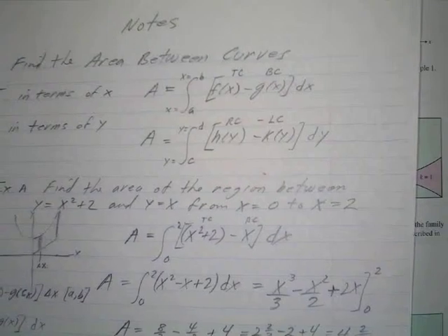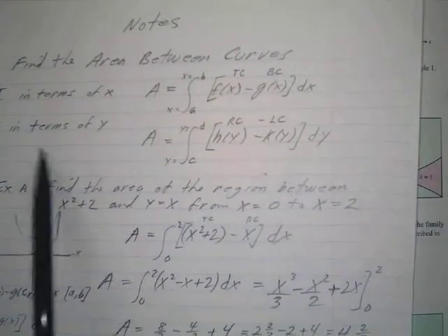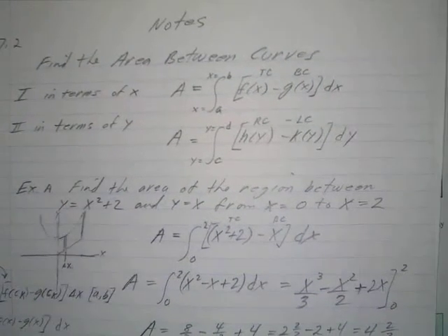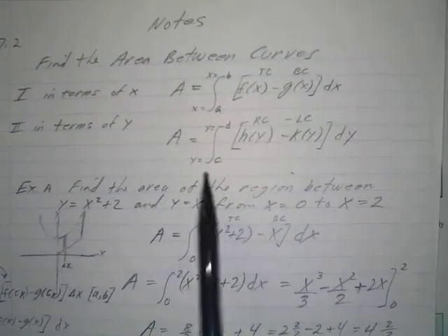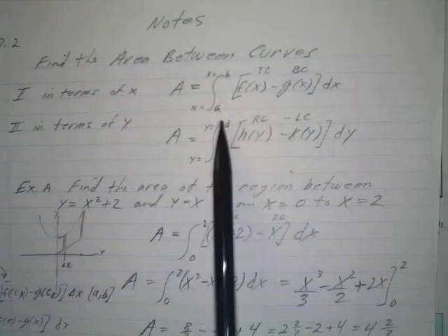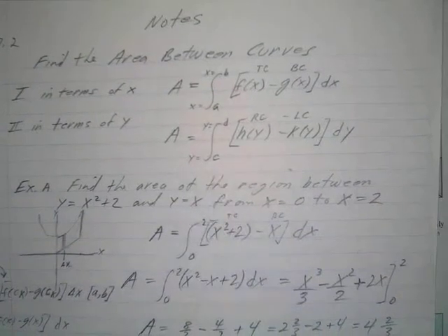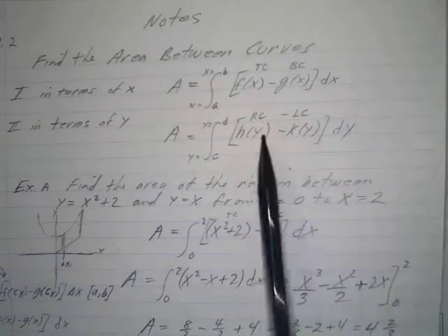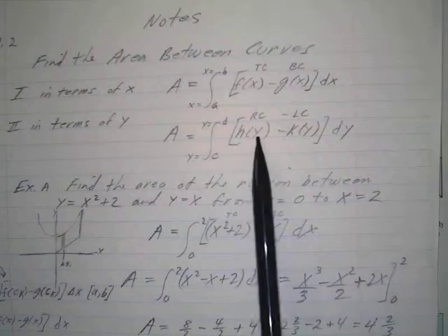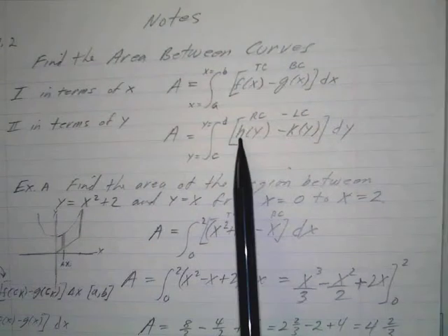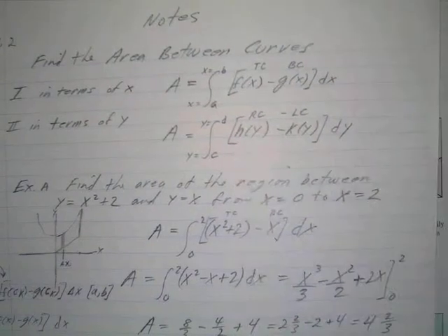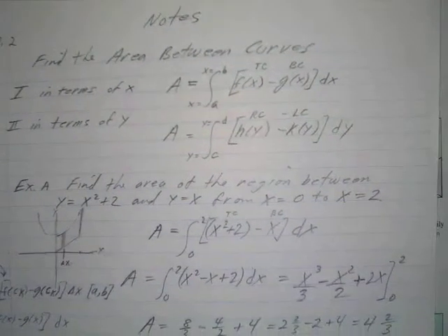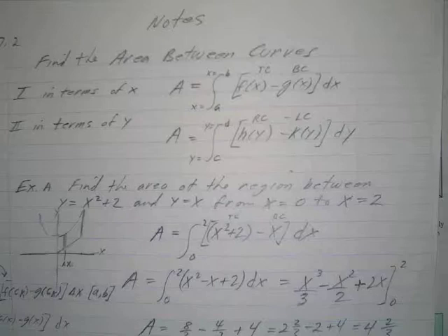Okay, so this is the top curve minus the bottom curve. Now, if we do this in terms of y, which we can also do, and we'll see some examples of that, then this would be the integral from y equals c to d. These are just two other limits of integration, but in terms of y, and this would be the right curve minus the left curve. And this is the different functions, h of y minus k of y, which would be the right curve minus the left curve. So these are going to be the two techniques we'll be primarily using to find the areas between two curves.